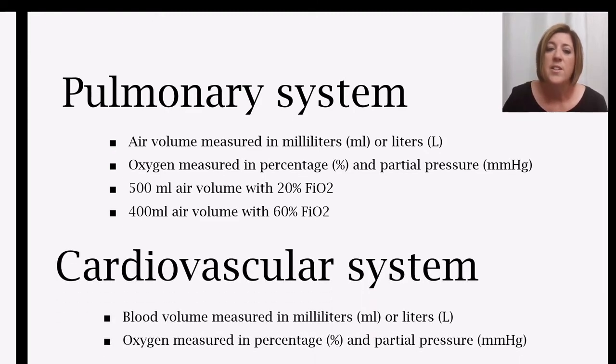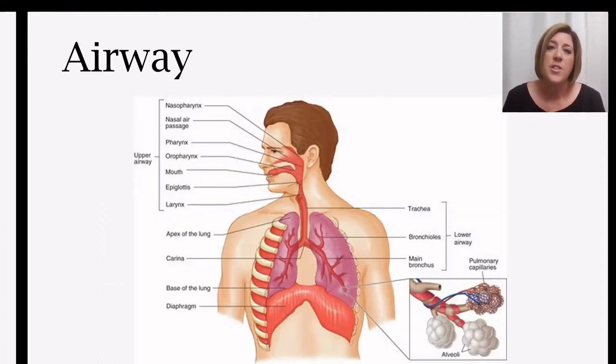In the cardiovascular system, the oxygen travels in blood, and blood volume is measured in milliliters or liters, and again, the oxygen within that blood is measured in percentage, for example, like an SaO2, or a partial pressure, like a PaO2. Okay, so what's the first thing that has to happen to get the oxygen from the external environment into the alveoli? First, the airway has to be open.